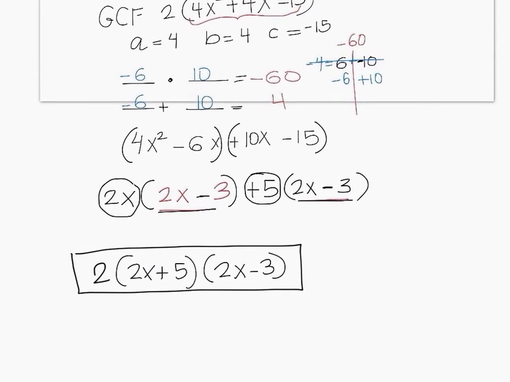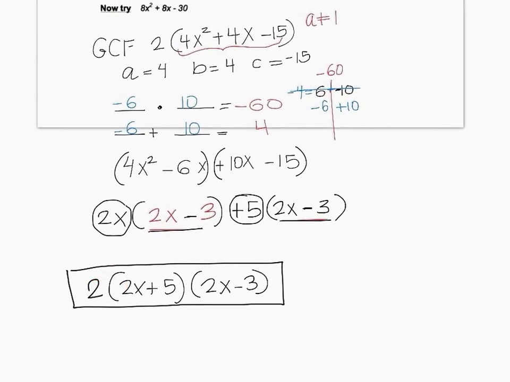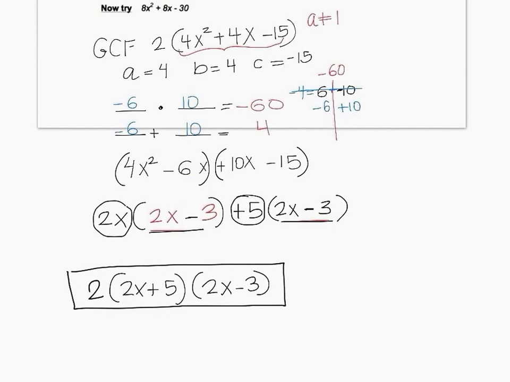Now, how can you check your work? One way is to actually distribute the 2 and then to FOIL whatever you get over here. Now, if you have access to a calculator, you can put the original standard form or the original equation in y1 and your factored equation in y2 and graph it. If you see the same parabola or the same graph, then you have factored correctly. If you see two different graphs, then that means that you have made a mistake somewhere, and you can go back and check your work. And that's the end of the grouping method.